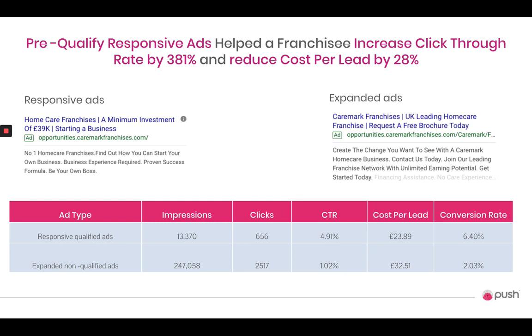Now testing the two types of ads against each other, and also changing the message and adding a minimum investment line, which some people might think would put people off if they see an investment like that. It actually increased the click-through rate by 381%, and it reduced the cost per lead by 28%.